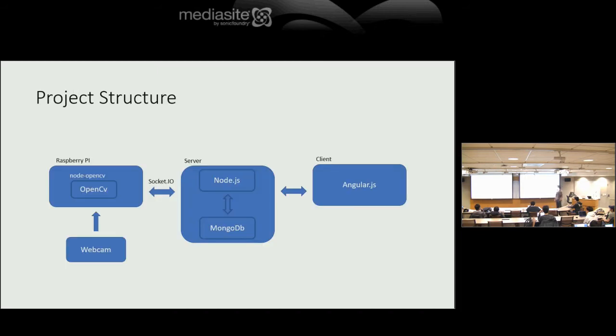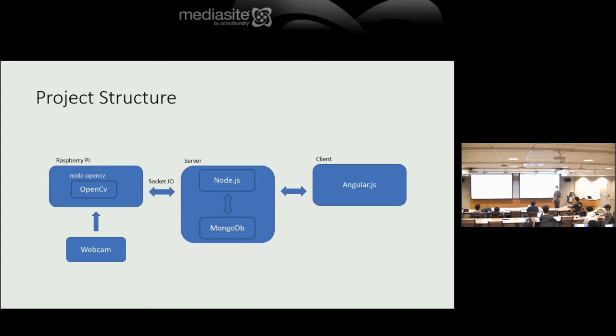So this is my project structure. I've got a Raspberry Pi, and I think we saw on Tuesday, running the OpenCV computer vision library with the webcam, and then talking to a server through a socket, which has a database, and then a client web app that you can view the information.